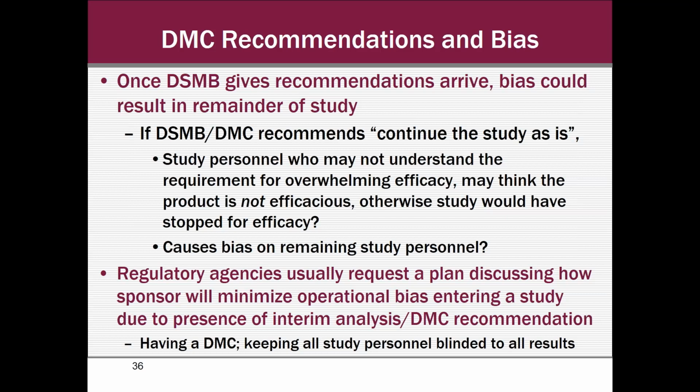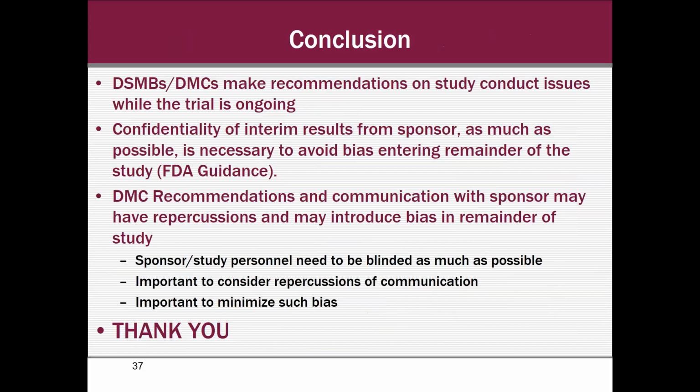Here in the U.S., they will often require, you know, the statistics to work out the increase in type 1 error and all that. And there are a lot of methodologies available. One of the biggest things the regulatory agencies ask for is how will you minimize operational bias entering a study? We want a plan. And one big part of that plan is having an independent DMC, but also outlining the communication process, etc.